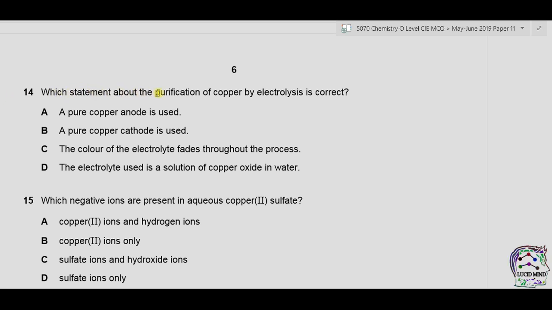Question 14, which statement about purification of copper by electrolysis is correct? In purification of copper, the experiment is set up like this. We have impure copper as anode. Cathode is made up of pure copper. Anode is connected with the positive terminal of the battery, while cathode is connected with the negative terminal of the battery.